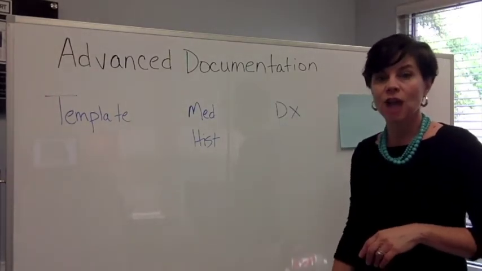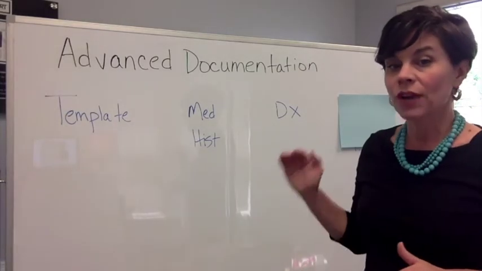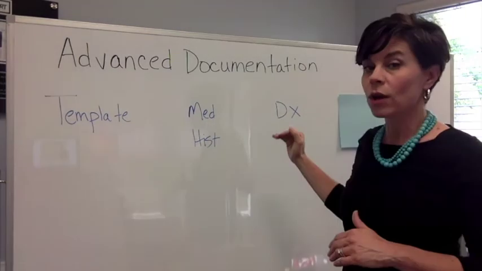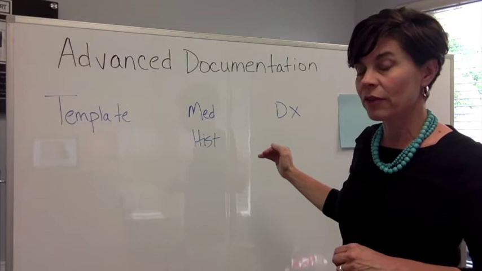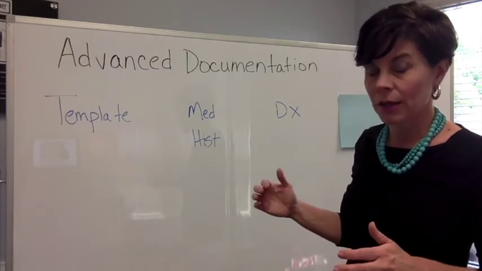Okay, last piece is diagnosis. We must document the diagnosis. Whether they're healthy or there's disease, we've got to make sure that we document the diagnosis. What level of periodontal disease do they have? Is it generalized? Is it localized? And what treatment are we recommending, obviously?